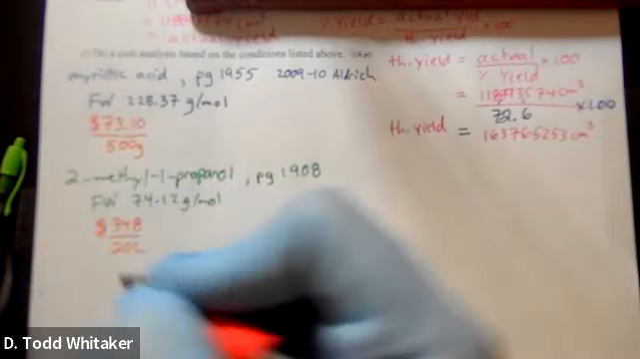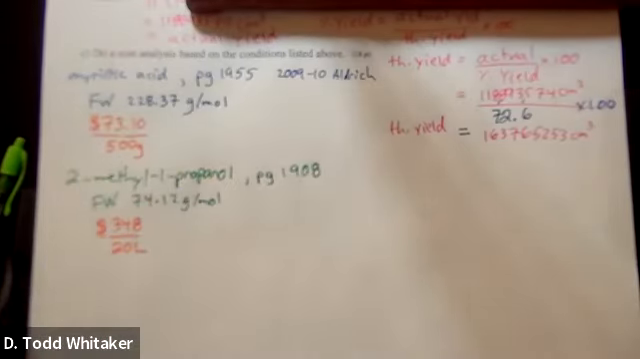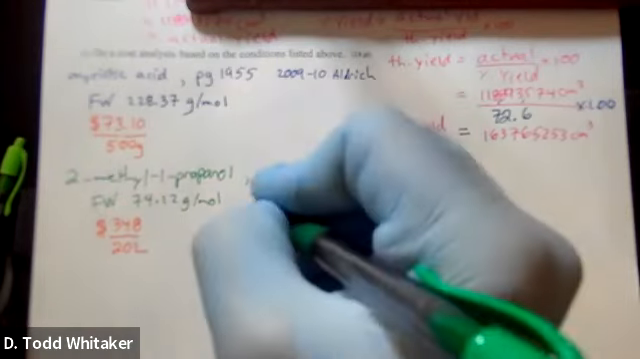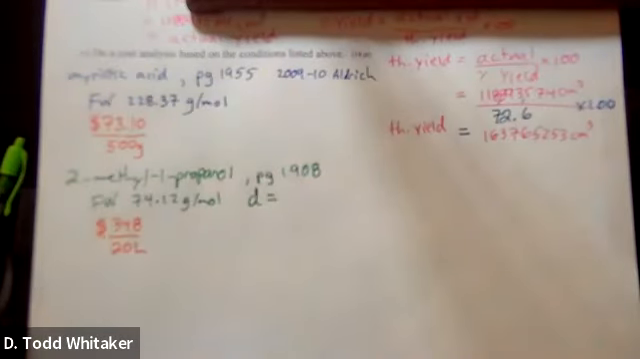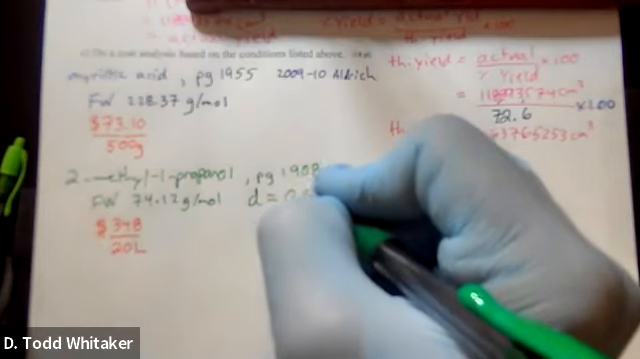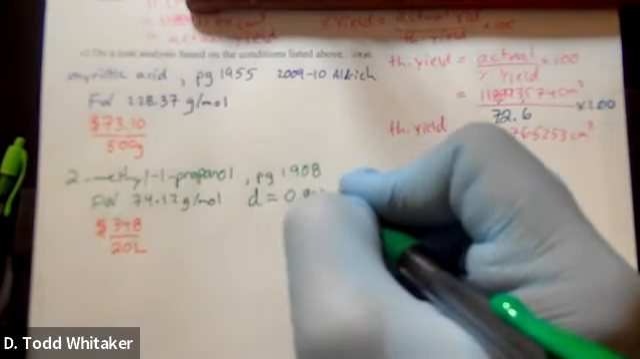Now, you're buying this one by volume. You need one more data point. When you're buying a volume, you better know the density as well. It's on page 1908, right where you found the formula weight. The density should be nearby. 803 grams per milliliter.